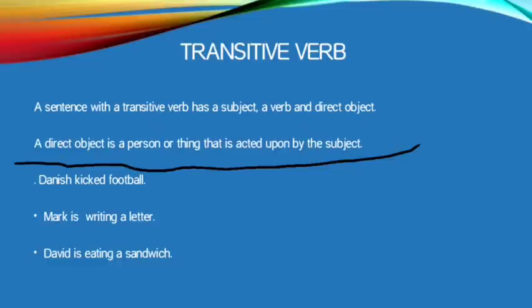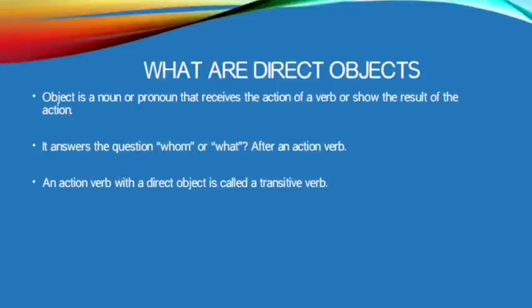In order to understand these examples, first we need to understand what a direct object is. An object is a noun or pronoun that receives the action of a verb or shows the result of the action. It answers the question whom or what of an action verb. An action verb with a direct object is called a transitive verb.